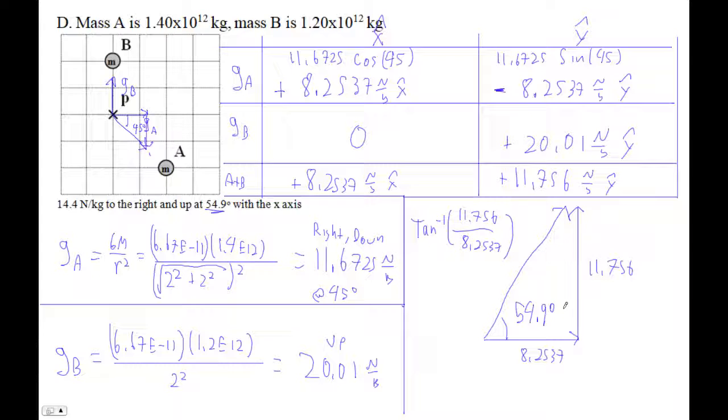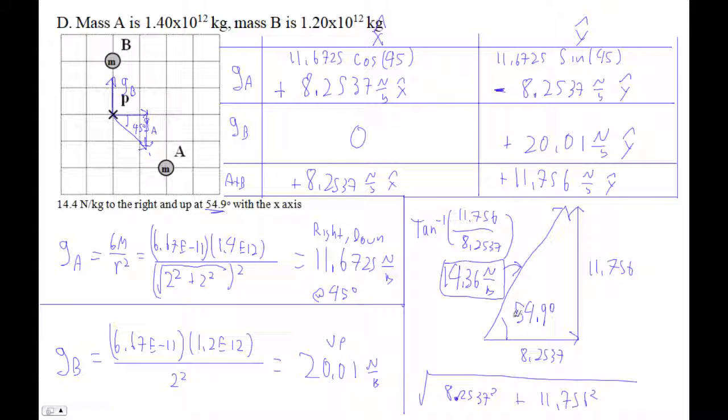Okay. Let's find the magnitude. So this magnitude is going to be the square root of 8.2537 squared plus 11.756 squared. So square root of the 8.25 guy squared plus the 11 guy squared. I'm getting 14.36 newtons per kilogram. That's this magnitude. That's that angle. Victory. All right.